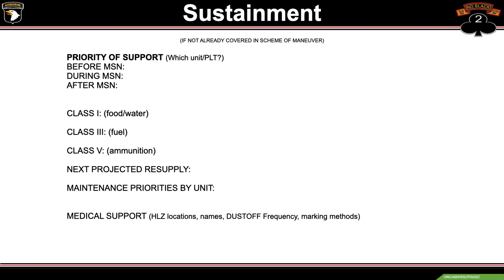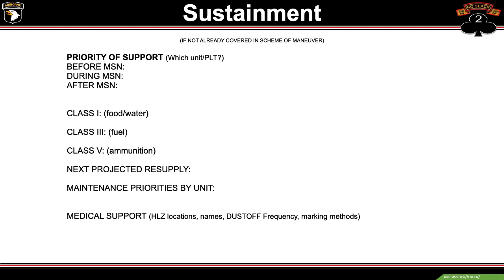So if it's not already covered in the scheme of maneuver, you would then again go over the priority of support before, during, after missions, specifically hitting on classes 1, 3, and 5. Class 1 being your food and water, class 3 being generally your fuel, class 5 being the ammunition, again, for mortars, and especially the 60s sections. This is critical and very important.